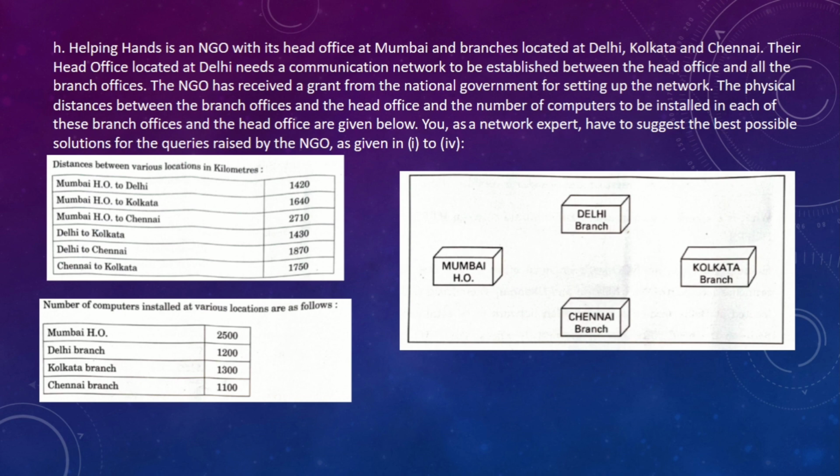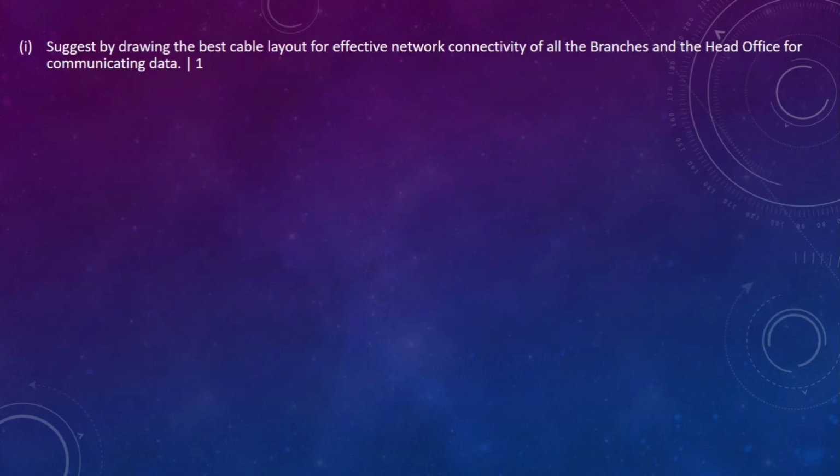Okay, then what we have to do? We have to give the answers of question 1 to 4. Okay, so first of all, suggest by drawing the best cable layout for effective network connectivity of all the branches and head office for communicating data. See, for answering this question, we are having two choices.